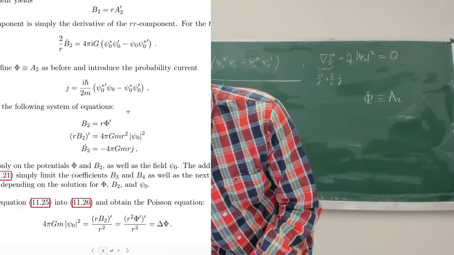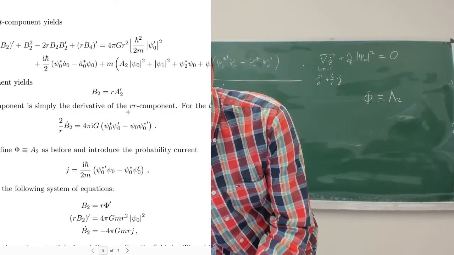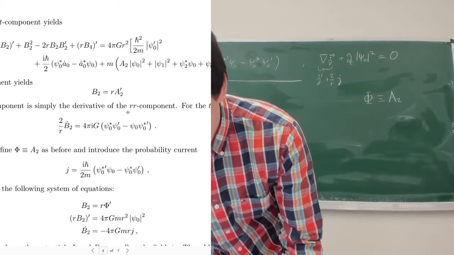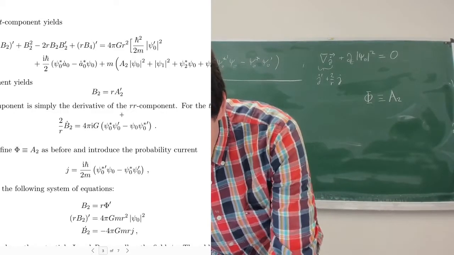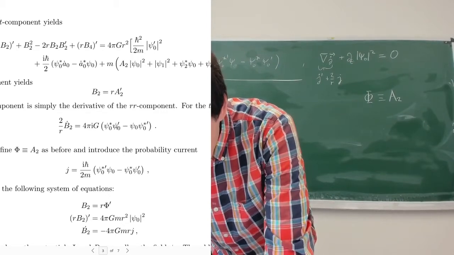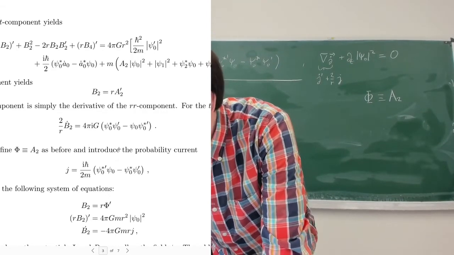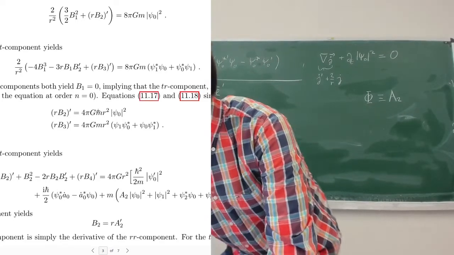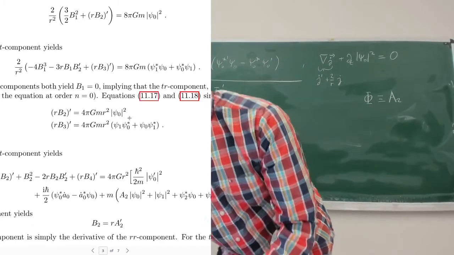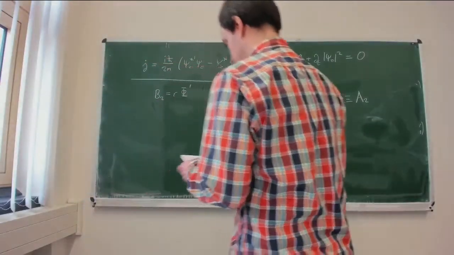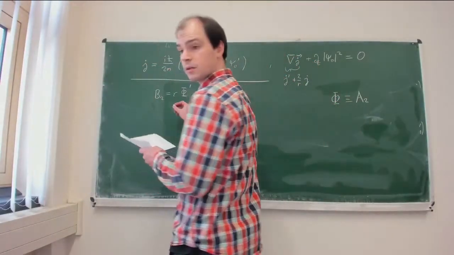Then we find from the order n equals 2 equation. So at order n equals 2, we found this equation, R B2 prime. So that's the second equation we have.